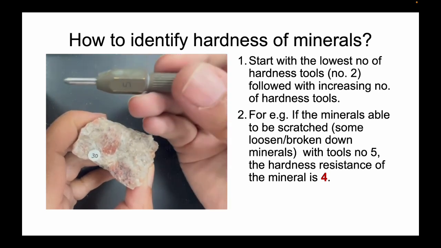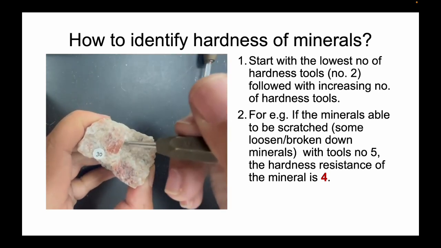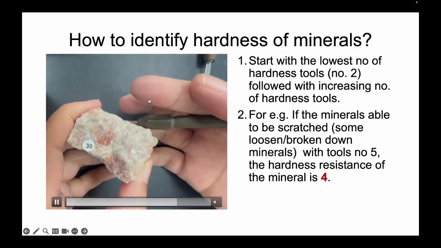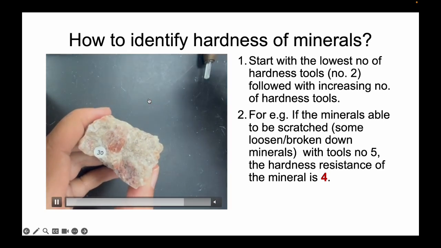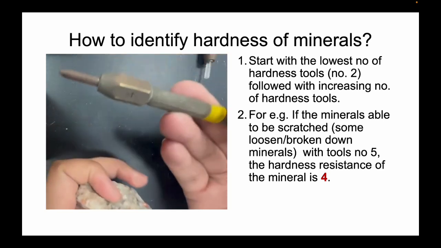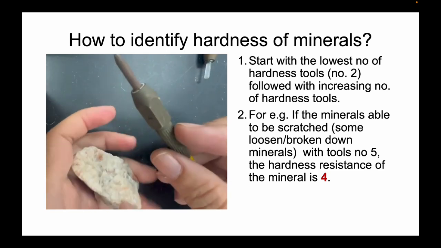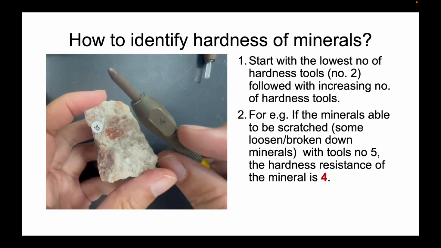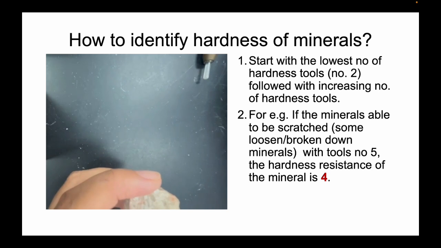But when we use number 5, some of the mineral particles start to loosen from the mineral, or start to break down from the mineral. So, meaning to say, the hardness resistance of the mineral is at level 4. So you may put 4 as the hardness of this particular mineral. Okay, so that is for the hardness.